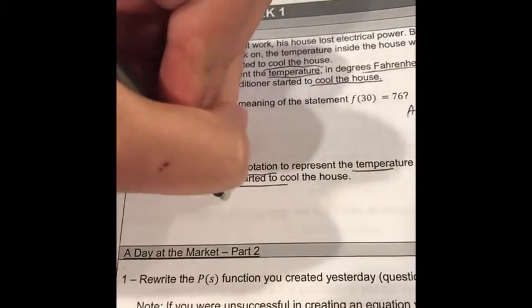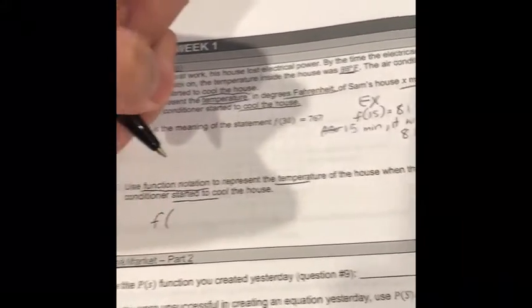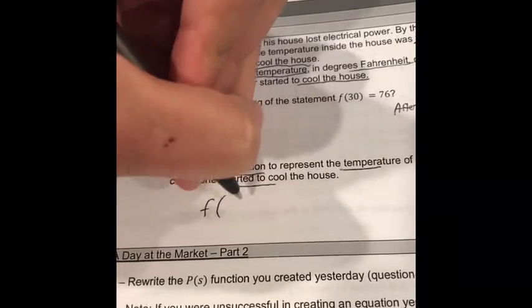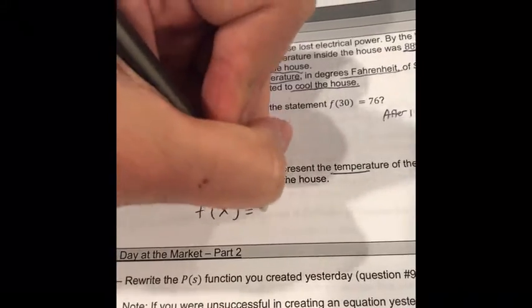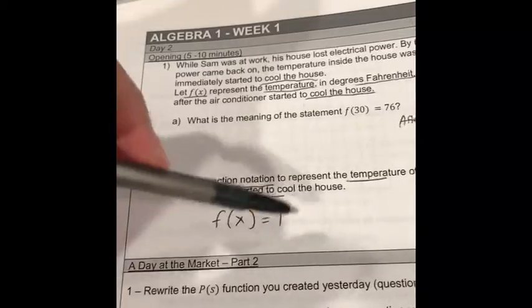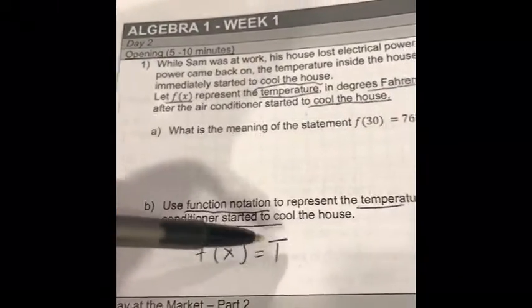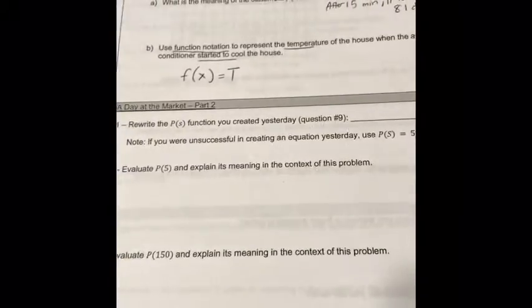So f of, so started to cool the house, so f of x equals t. You can just get that down. I wasn't really sure what they're asking. I'm assuming it's just keeping it general. F of x, kind of like up here. T is the temperature. All right, moving on.